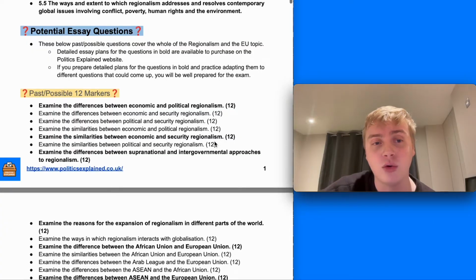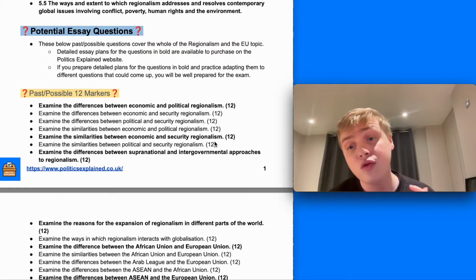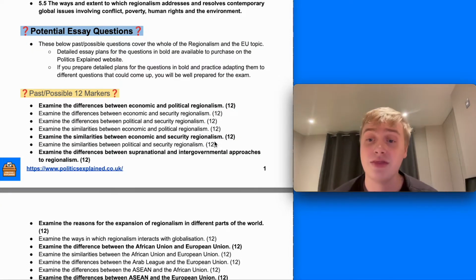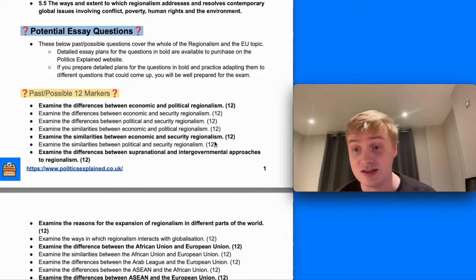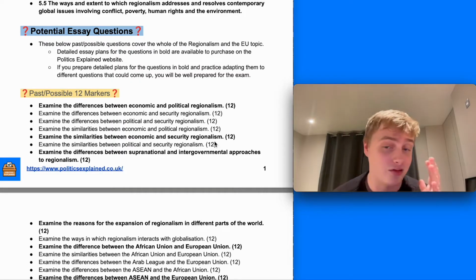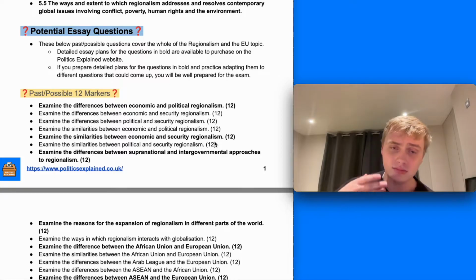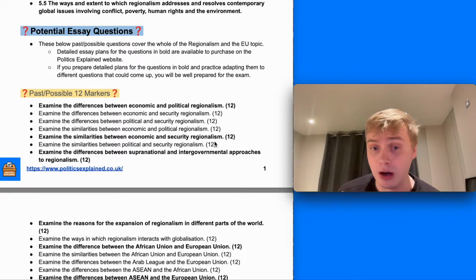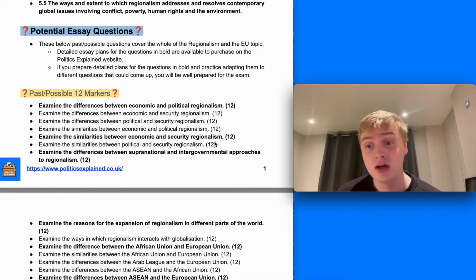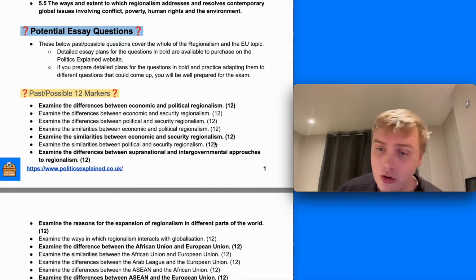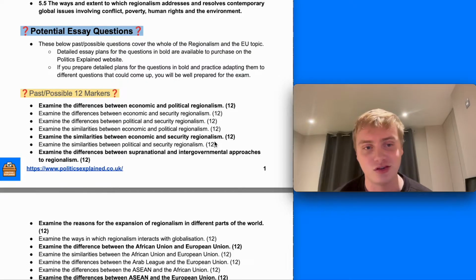And that brings me on to the 12 markers and 30 markers. All the questions in bold, both for the 12 markers and the 30 markers, can be purchased on the Politics Explained website. They're detailed plans for them, whether 12 marker plans or essay plans. And if you know these questions in bold really, really well, and make detailed plans for them, whether you buy the ones on the website or make them yourself, you should be really well prepared for the exam, not just to answer some of these key questions that could come up, but also to adapt the content you know from those to answer different questions as well.